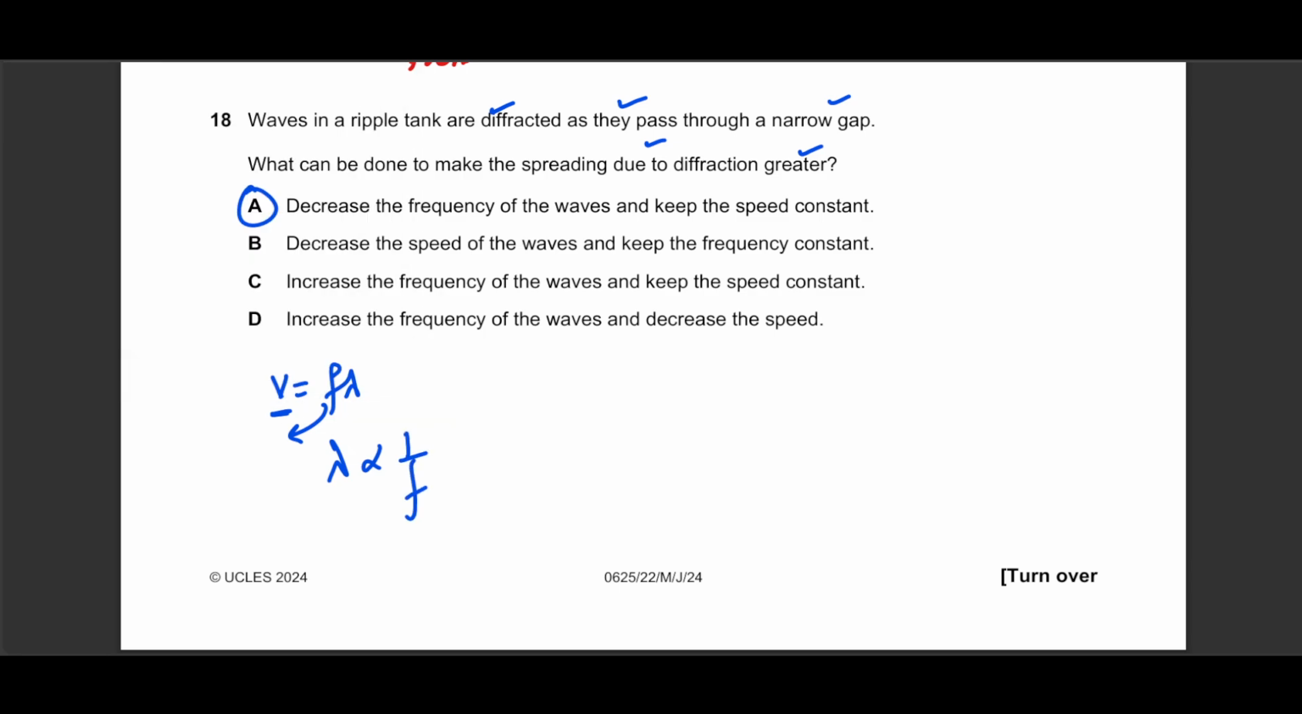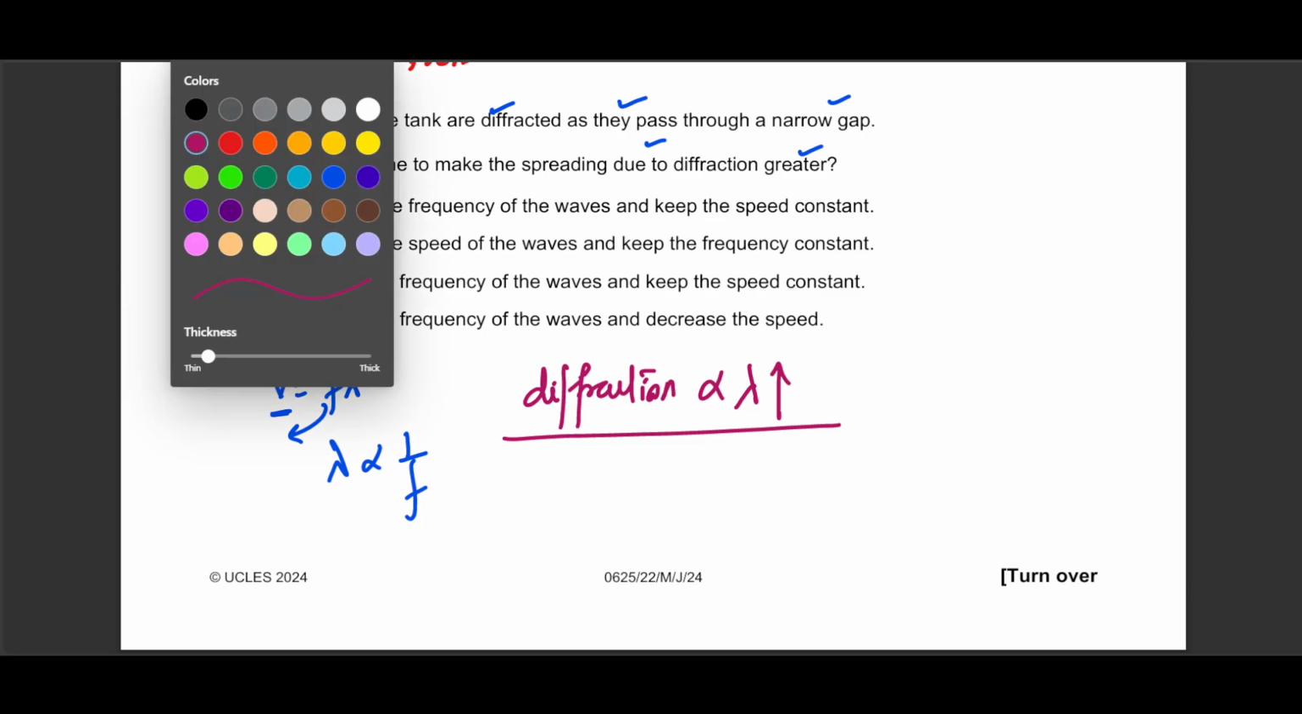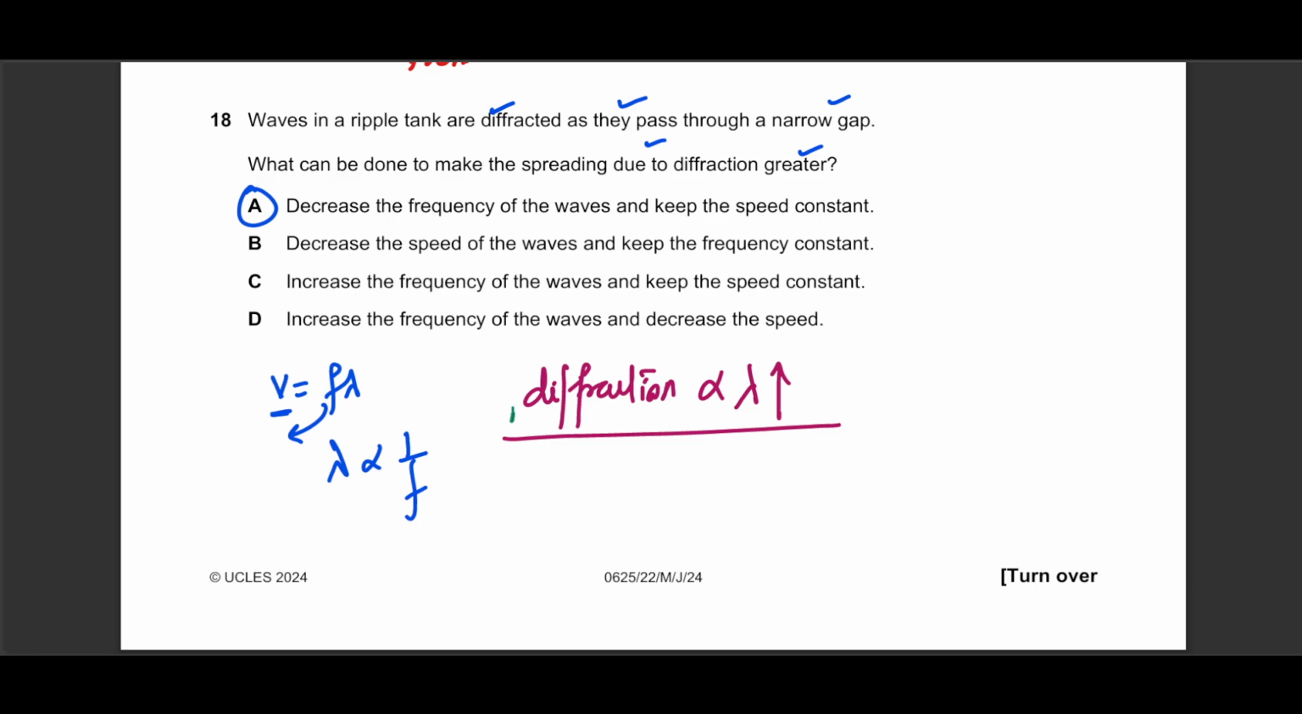Now, generally, diffraction or the effect of diffraction is more prominent with a greater wavelength. This is what the book says. So we need to increase the wavelength to make the effect more prominent. In exactly the same way, if we want to increase the diffraction, we want to increase the wavelength. And I can only increase the wavelength if I decrease the frequency while the speed is being kept constant.